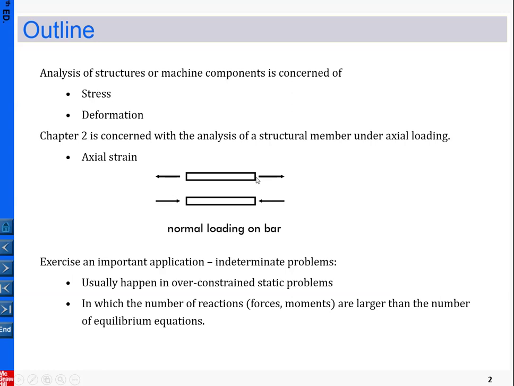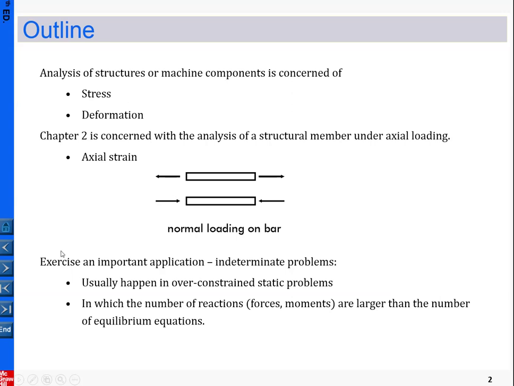The tensile loading is going to stretch, which means we expect the bar to be longer after loading. Compressive loading is going to shorten, which means the deformation is going to be negative. That means it's shorter than its original undeformed length.